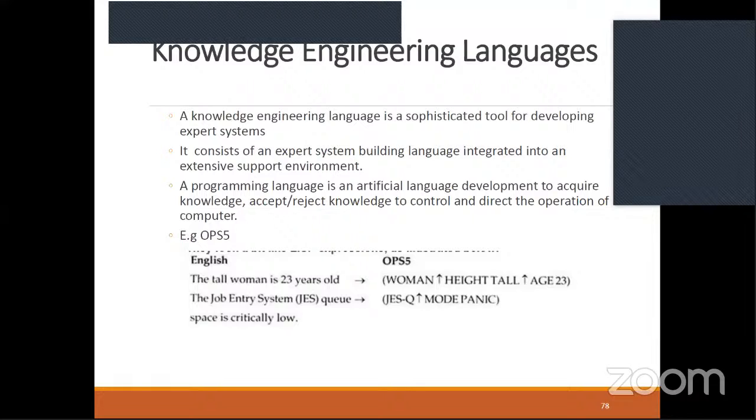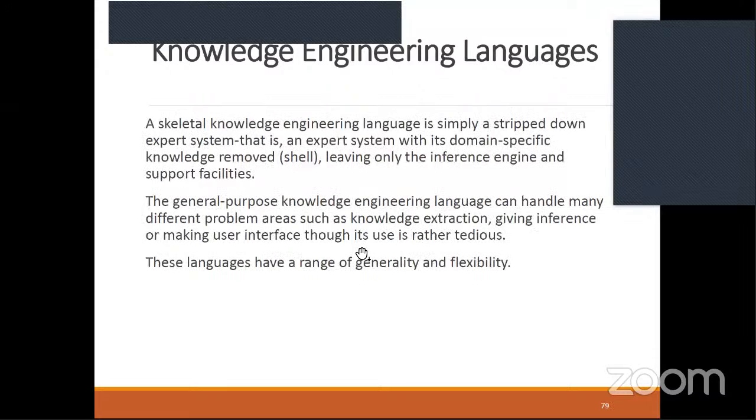A programming language is an artificial language developed to acquire knowledge, accept, reject knowledge, to control and direct the operation of the computer. Because your expert systems accept knowledge in symbolic form, we advise that you convert it, because some of you may not be experts in computer science. Those who are in computer science can use any programming language for that matter. But for those persons who are not computer engineers or experts, they can give natural language sentences to these OPS5 tools, and that will convert it into this language OPS5. And this OPS5 then can be given to any skeleton or knowledge engineering system, which will add some rules and help you to do inferencing. I'll show that again in another slide.